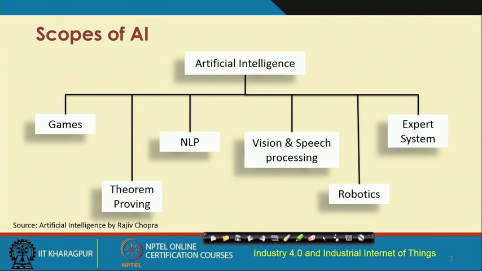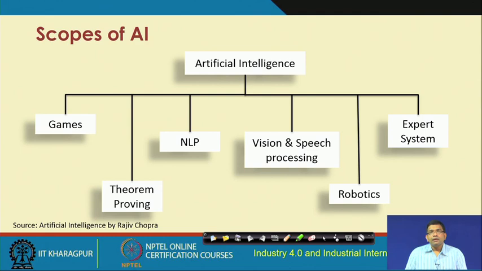Now let us talk about the scope of AI. Artificial intelligence has found use in different diverse fields. In games, we have already talked about chess game, soccer games, different other games, right? AI has found applications in theorem proving, in NLP. NLP is basically natural language processing.